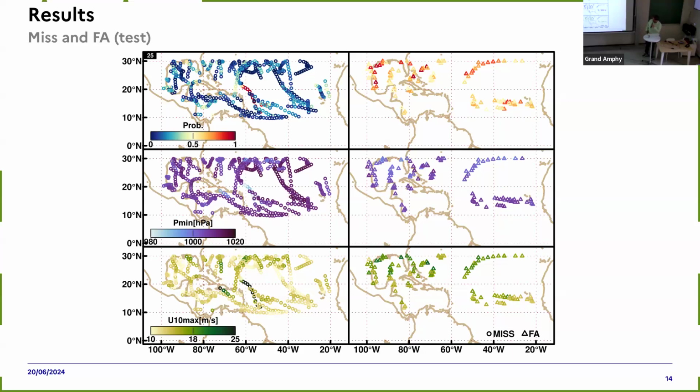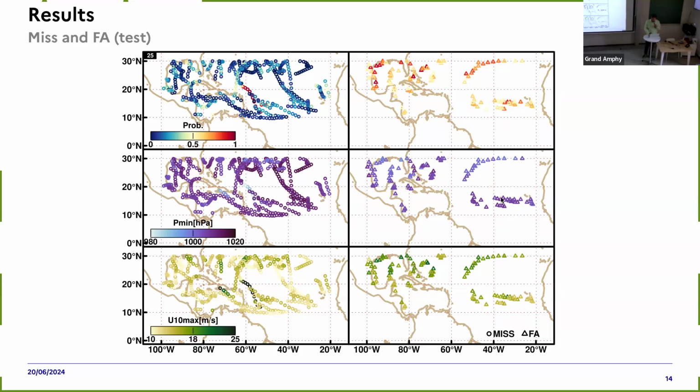So for the missed tracks on the left, you can see that most of the probabilities are below 0.5, except one track here, which is red, so about 1. This is a particular case where you had another track which is stronger, very close to that one, so I was not able to actually separate them properly here. And you can see that the wind is also quite strong, and the minimum pressure is below about 980 hectopascal. So it's really a cyclone, but it was the difficulty I had here.